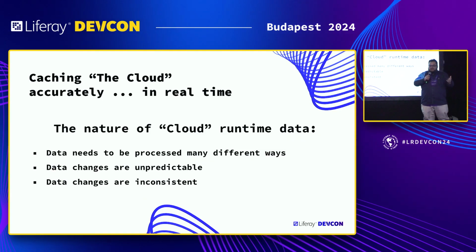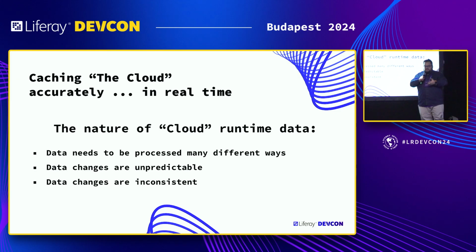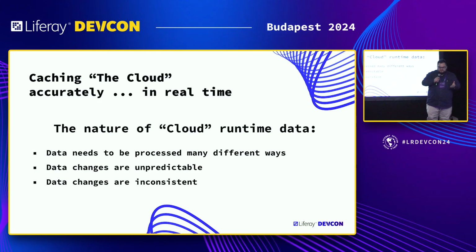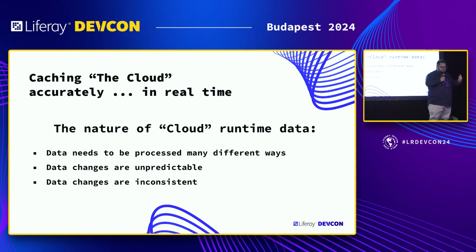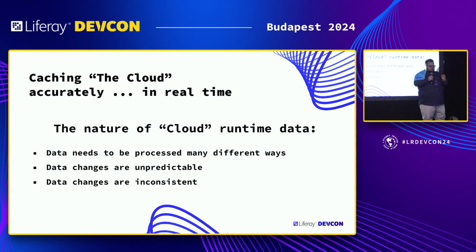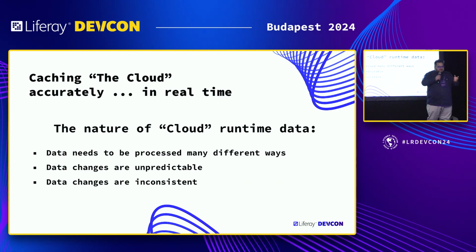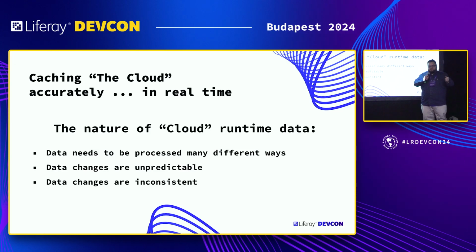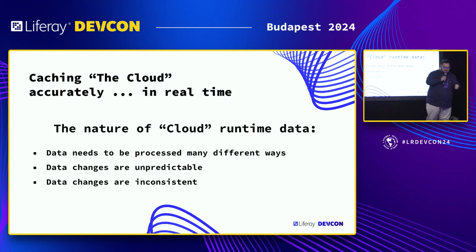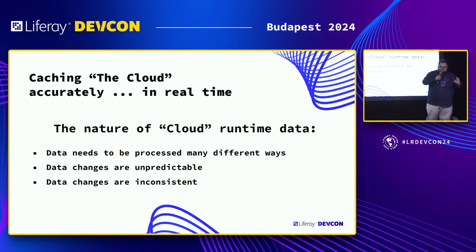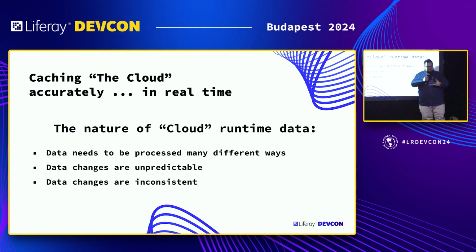The nature of cloud is different, right? Because you have runtime data, and this data is constantly changing. Jared will explain a bit about control loops in a bit, and you will understand that. But basically, in the cloud, the data needs to be processed in many different ways. We have many different types of workloads. We don't just have deployments, but we have stateful sets. We have jobs, cron jobs. This data changes in shape, in form, and in the way it is executed.